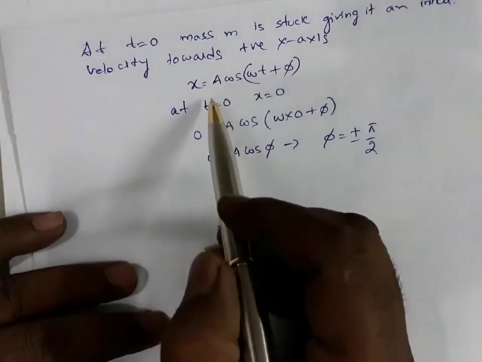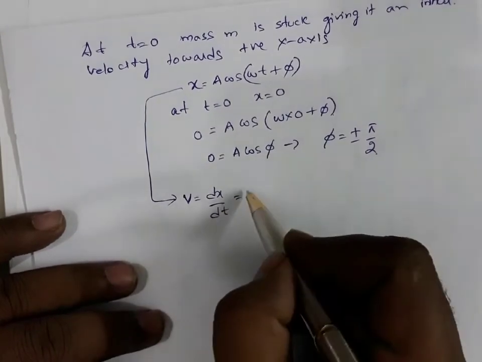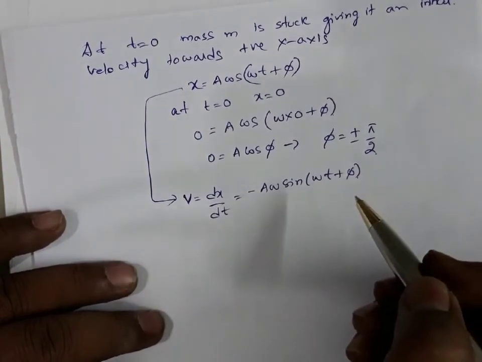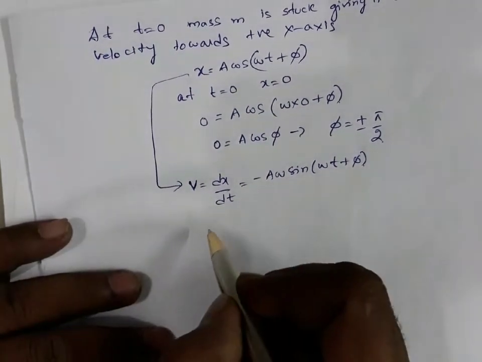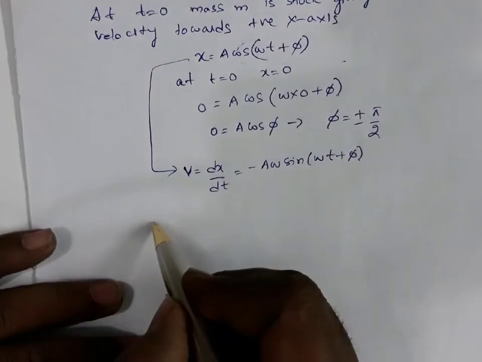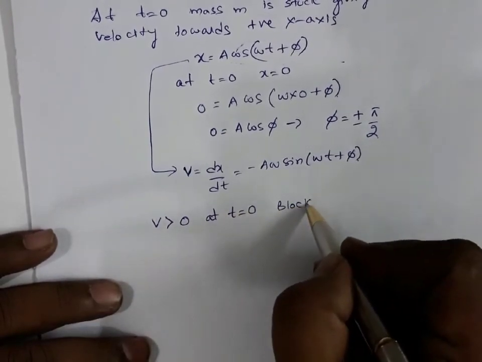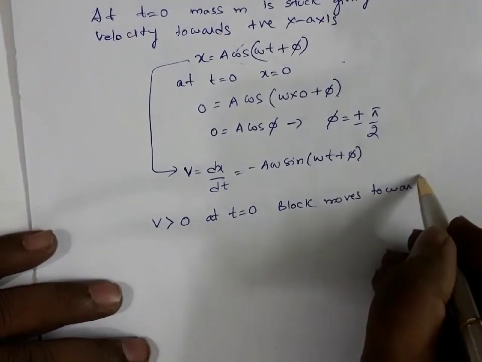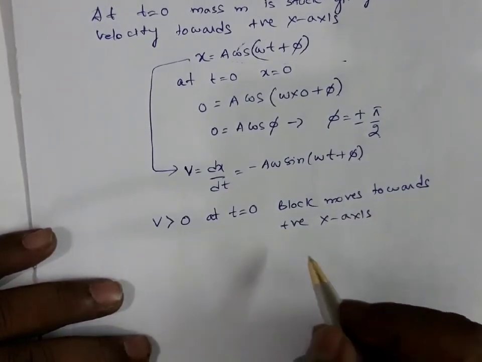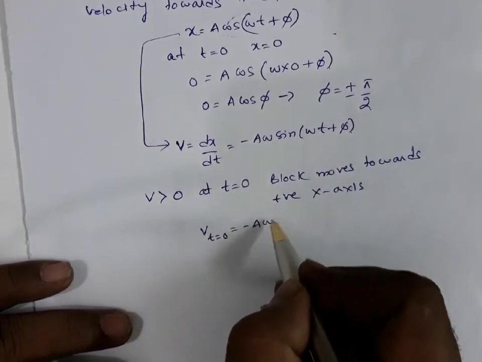Now this is the equation for displacement. What will be the equation for velocity? Velocity is dx by dt, so that is minus a omega sine(omega t plus phi). Remember, in this case the particle is struck and it is moving towards the positive x-axis. So the velocity must be greater than 0, so v is greater than 0. Why? Because at t equal to 0, the block moves towards the positive x-axis. So velocity at t equal to 0, if I substitute t equal to 0, is minus a omega sine phi.